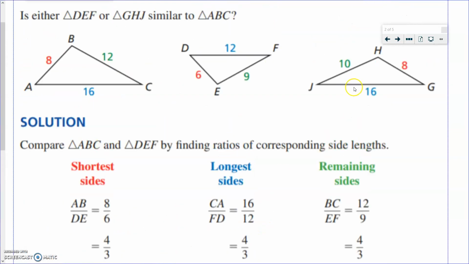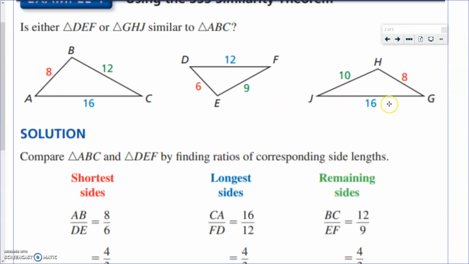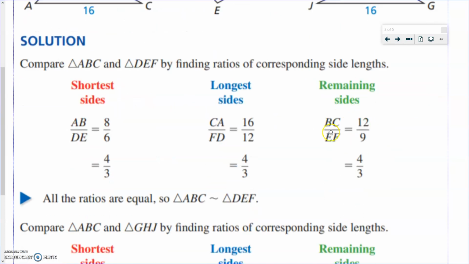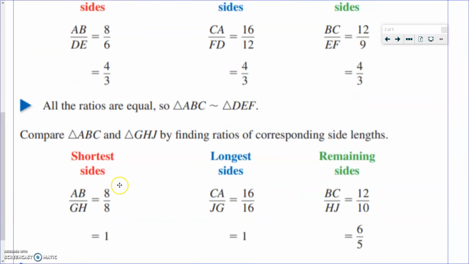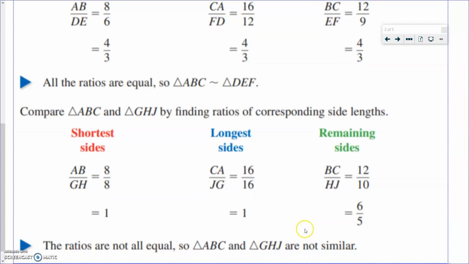We're going to do the same thing for the other one over here. We set up our shortest side over our shortest side, 8 over 8, our longest side over our longest side, 16 over 16, and then our middle, 12 over 10. Now 8 over 8 gives us 1, 16 over 16 gives us 1, but 12 over 10 gives us 6 over 5. All three of these are not the same, so the ratios are not equal, so triangle ABC and triangle GHJ are not similar.